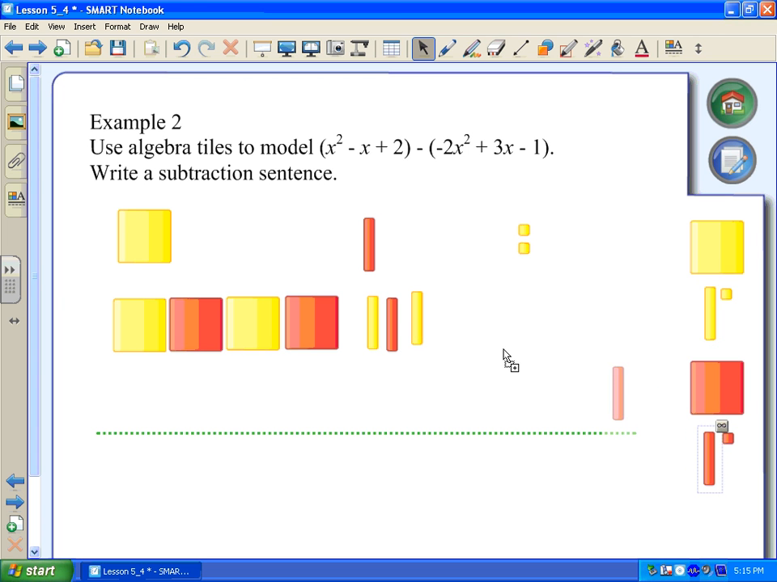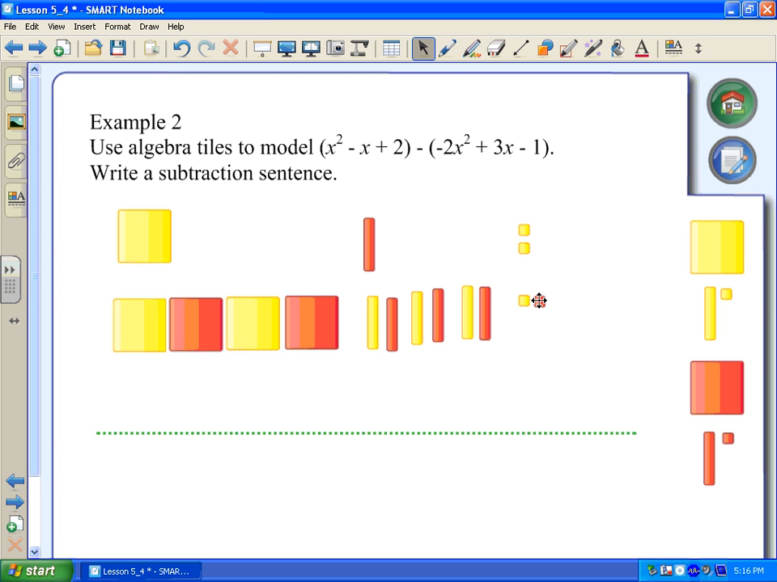Now, am I going to need a third? Well, do you have positive 3? No, you only have positive 2, so I put in another 0 pair. Now you have enough. Yeah, you have 3 positive x tiles there. Okay, and a negative 1. Well, you only have positives, so again, I'm going to put in another 0 pair, and now you're able to give me what I would like to have.